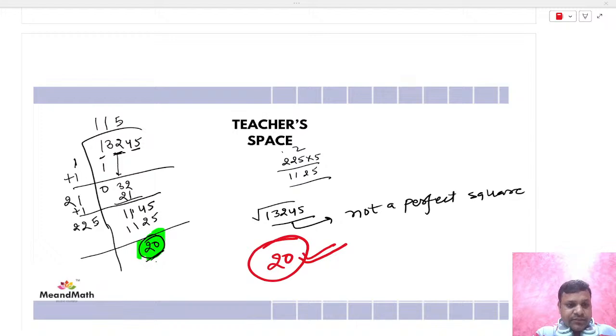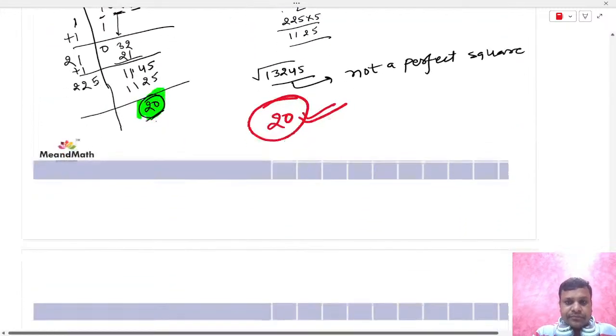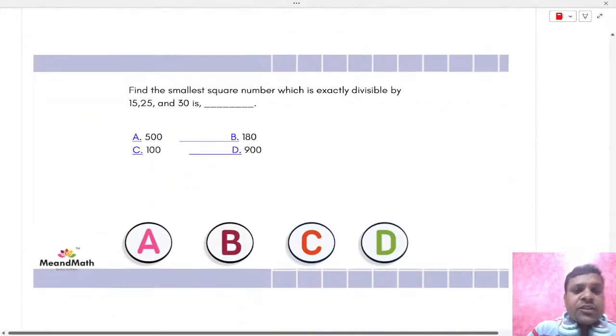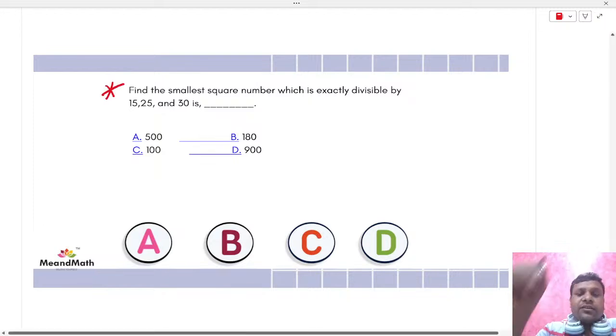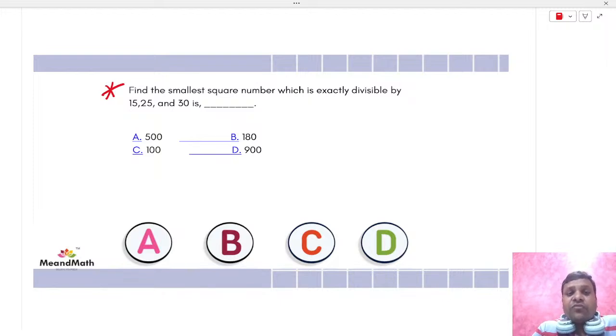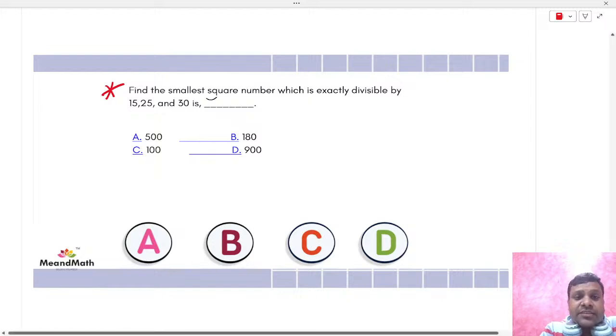Now next question. Find the smallest square number which is exactly divisible by 15, 25 and 30. This is a very good question. In this question, we also use the LCM method. Smallest square number. Here there are two things involved: smallest number and square number.